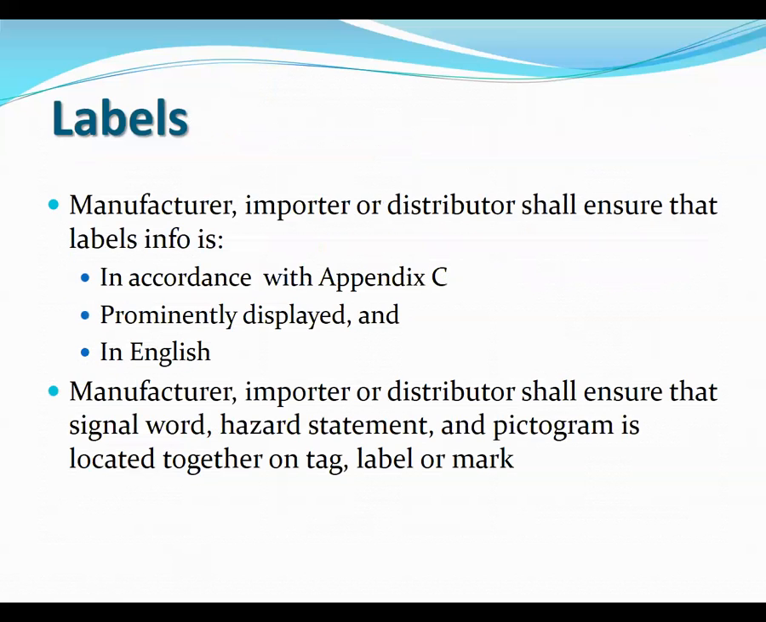Next, we'll touch base on the elements of a label. The manufacturer, importer, or distributor shall ensure that label info is in accordance with the Appendix C we'll see next, prominently displayed and in English. Manufacturer, importer, or distributor shall ensure that signal word, hazard statement, and pictogram is located together on a tag, label, or mark.